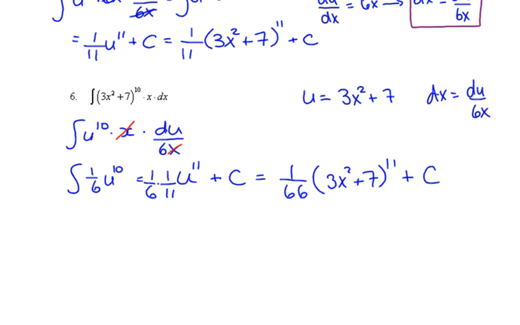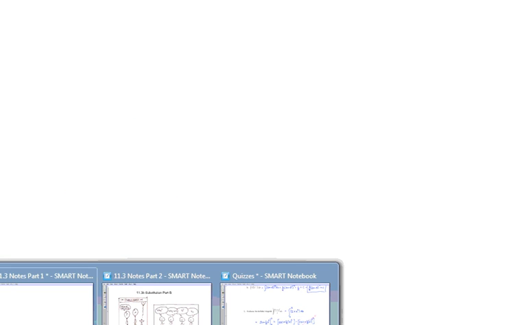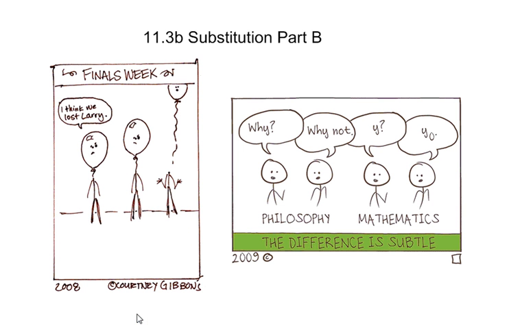The next lesson? What? That's what we're doing right now. It was a part B. That's why I said it's 2 short lessons. So this is part B of today's lesson.